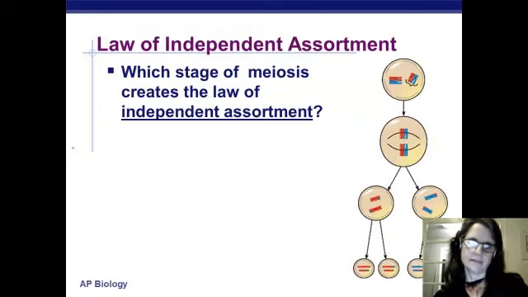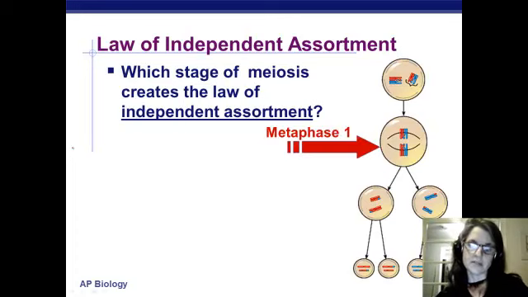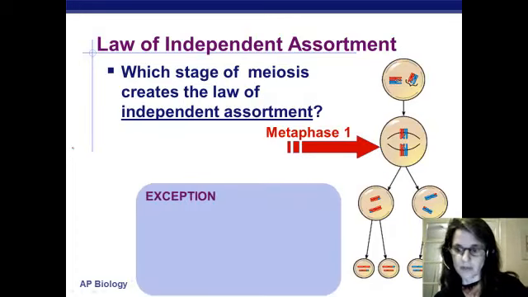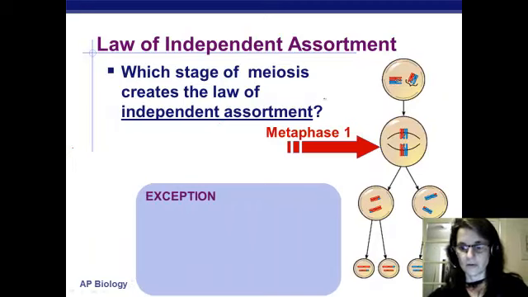Now the place where independent assortment is created in meiosis, because again meiosis is at the heart of this, is again in metaphase 1. When those chromosomes line up, they can line up like this, or they could just as easily have had the red on this side and the blue on the other.